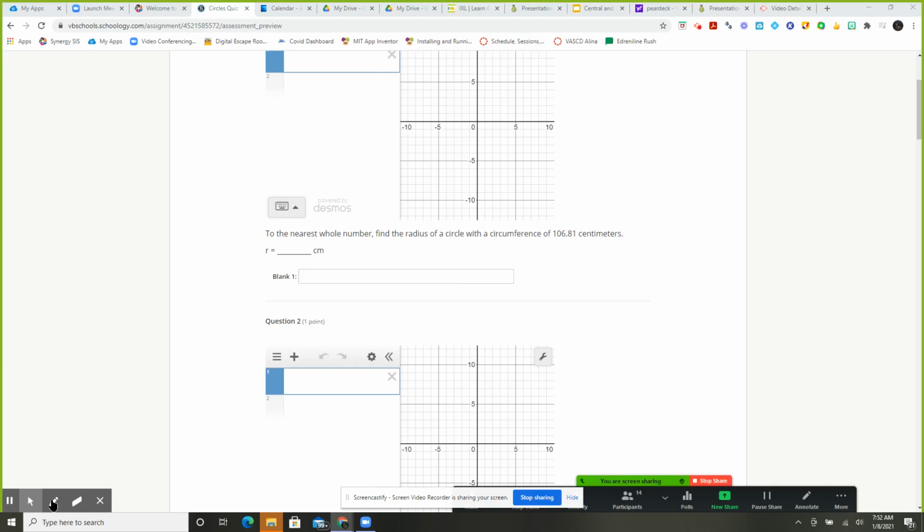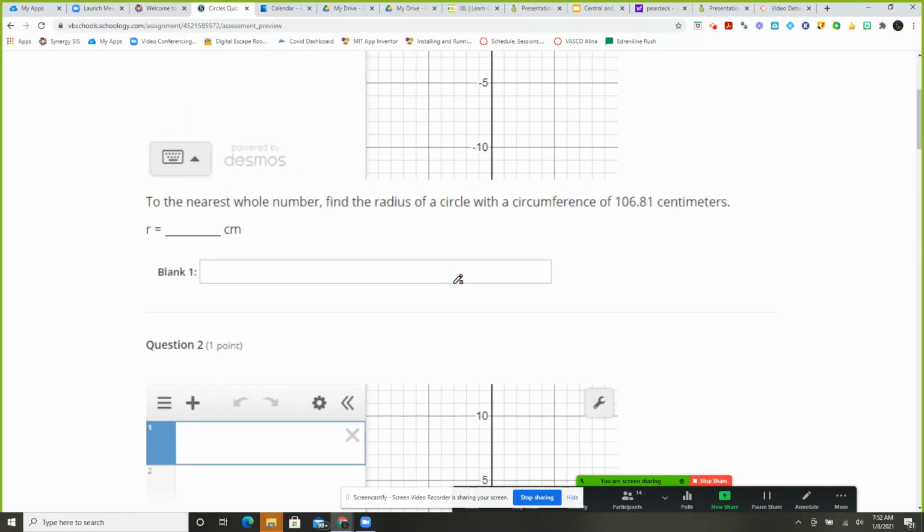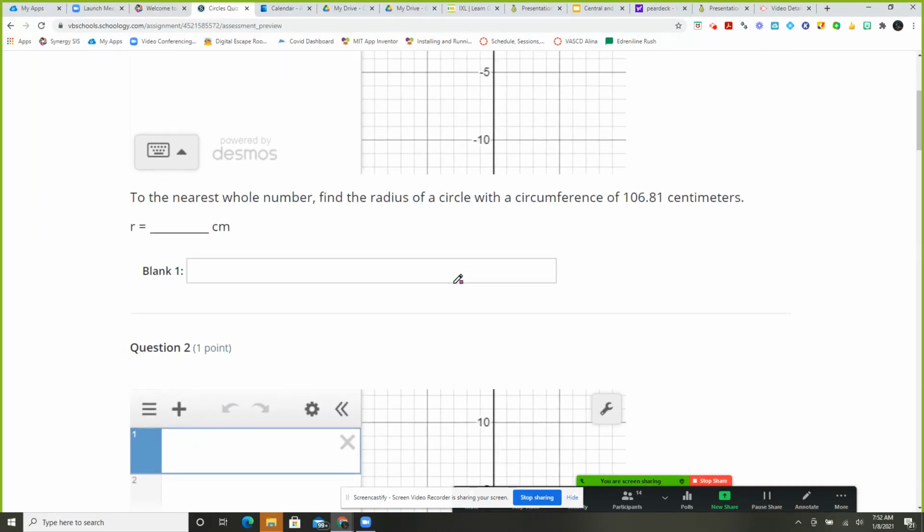All right. In question number 1, is everybody with me on the quiz? To the nearest whole number, find the radius of a circle with the circumference of this. So what is the formula for radius and circumference? The 2 pi r? So then you just substitute in what you need to know. 106.81 equals 2 pi r, and you solve that equation.